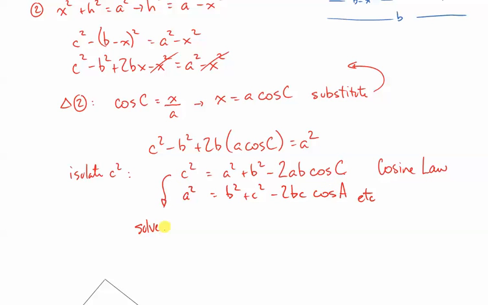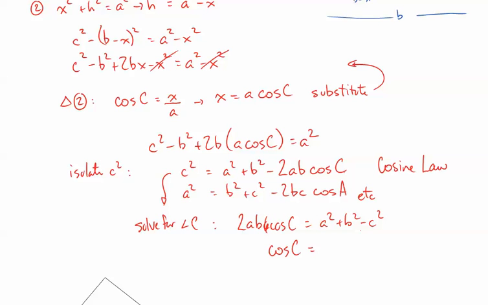So if I solve or isolate for angle C, let's move this term to the left side, 2ab cos C equals a squared plus b squared that stay on the right. c squared moves to the right side. I'm going to divide by the factors in front of cos C. I have an extra c there.